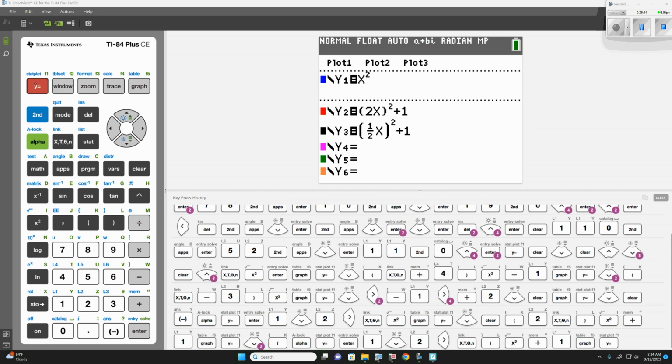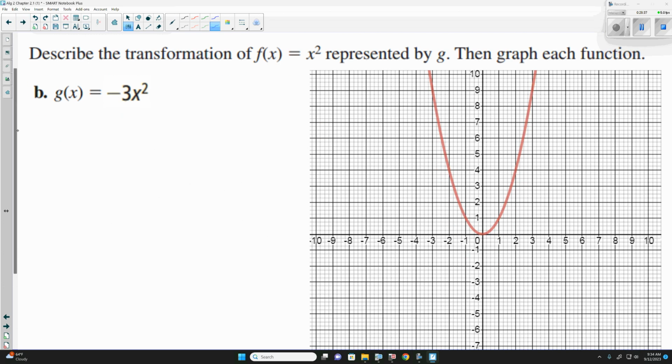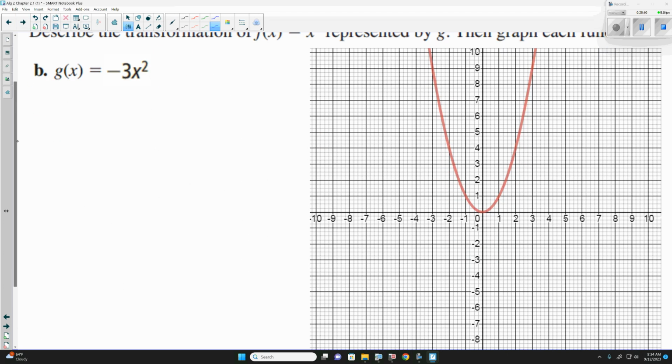So again, as we said before, inside those parentheses is the opposite of what we think. It still holds true, because for this one here, it looks like a stretch, but it's actually a shrink. And the one I typed into the calculator, the 1/2 x, looked like it should be a shrink, but as we saw, it was actually a stretch. Let's look at the next one here.